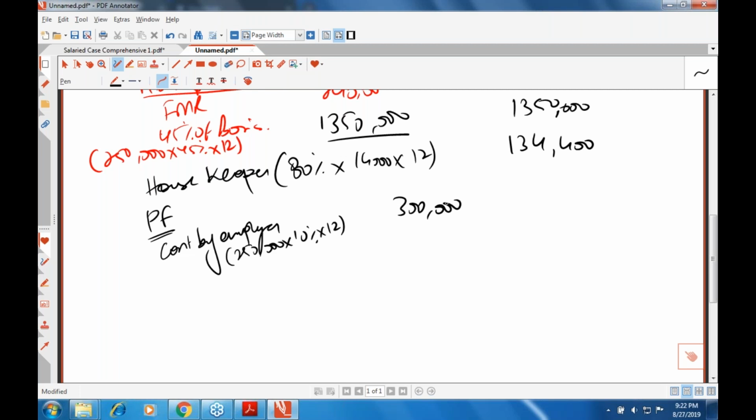Now what next is there? The exemption is basically the lower of 150,000 or 1/10 of the basic plus GS. So the lower amount is going to be 150,000. So the amount to be included is 150,000.